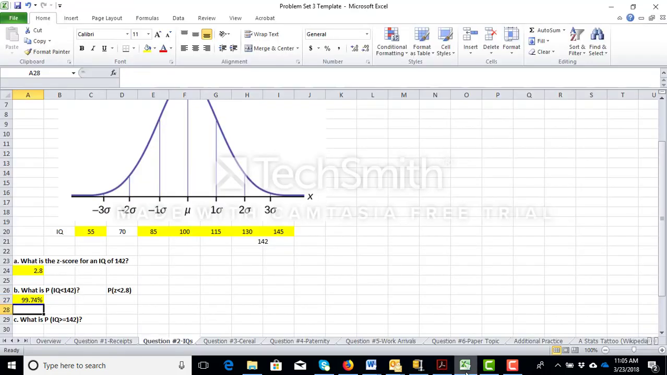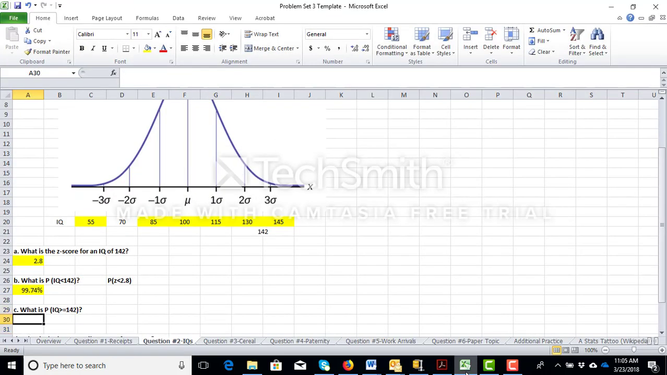Let's go to part C. What is the probability of an IQ that would be greater than or equal to 142? Well, we figured out that the probability of less than 142 is 99.74. So the answer to part C is going to be 100% minus 99.74, or 0.26%.